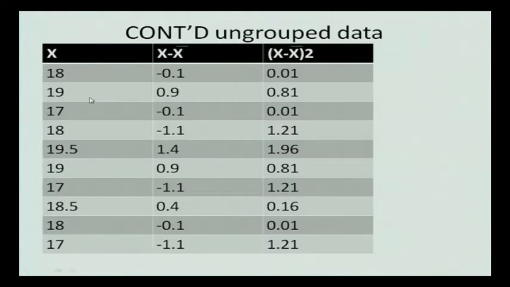If you use your calculator, 19 minus 18.1. In this case, 19 is higher than 18.1, so you have 0.9. Then you square that, you have 0.81. Likewise, that's how you calculate for all the data. So you have your minus 0.1. Then after this, you can add up. But in this case, for ungrouped data, we don't normally measure the mean deviation, because if you add up all these, you are going to get 0. So what is there to calculate?